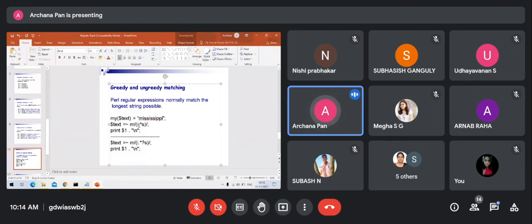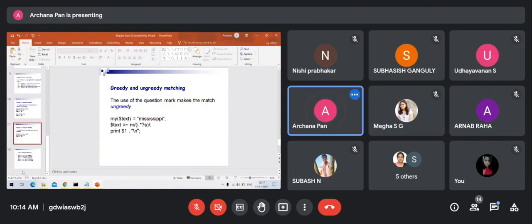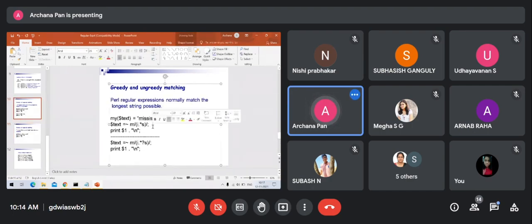So what is the meaning? It will take the expression normally and match the longest string possible. And for this one, if you use the question mark, that will make it ungreedy. The use of the question mark makes the match ungreedy, which means it will take the least match. Now, whether you understood, what should we get from here?